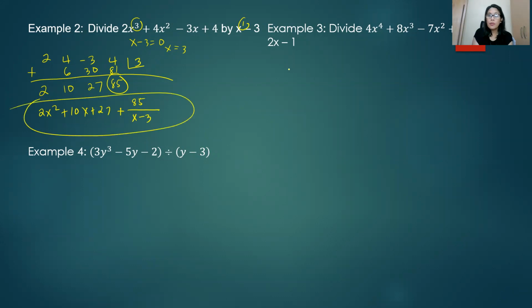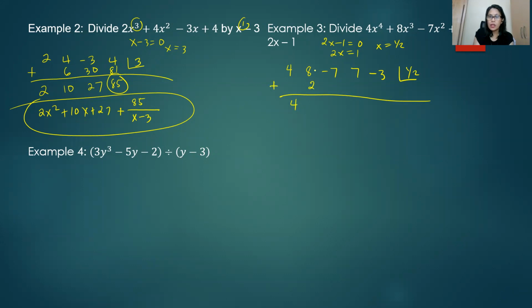And then for number 3, we have 4 and then 8, negative 7, 7 and then negative 3. And we are going to divide this by 2x minus 1. So 2x minus 1 equals 0. So 2x equals 1. So we divide both sides by 2. Therefore, x equals 1/2. So our root here is 1/2. So we'll bring down 4 and then times 1/2. So we have 2 here.